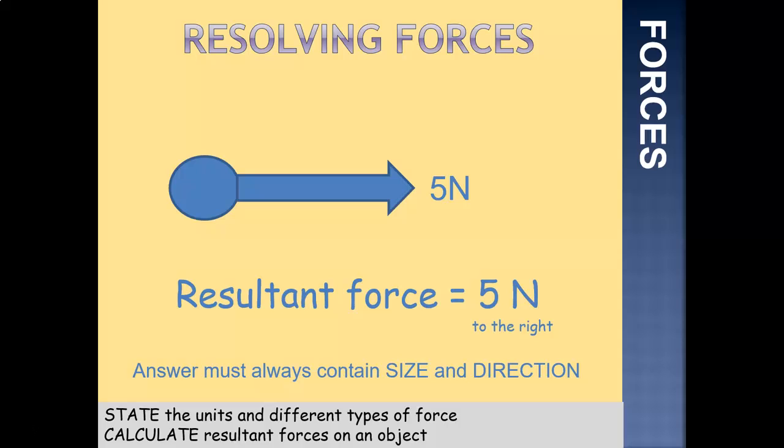Forces are vector quantities, and a vector quantity means it has a size and a direction. So when we're giving answers stating what the resultant force on an object is, we need to give the size of that force in newtons, and we also need to give a direction. At the moment, I've chosen to state it's to the right or to the left, but there are other ways of representing this, and as we progress through lessons, you'll see these other ways of representing the direction.